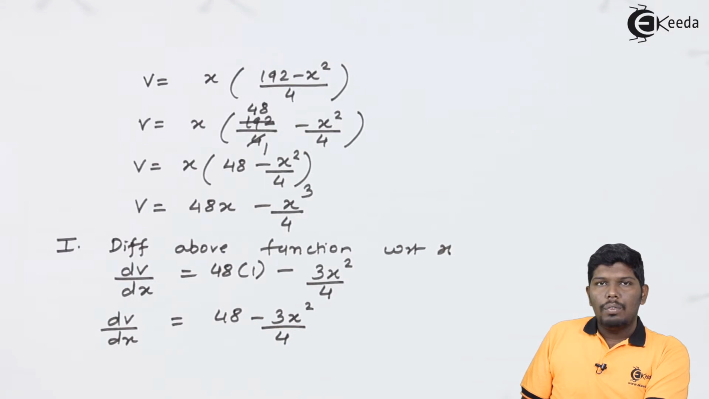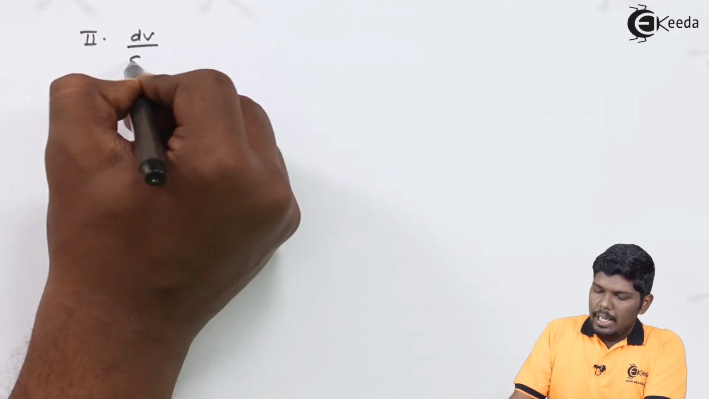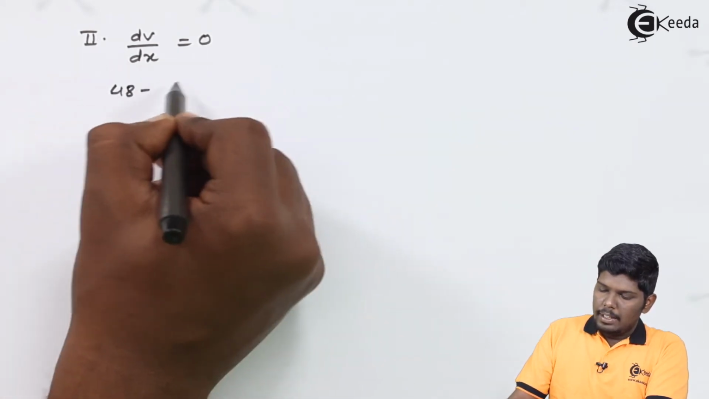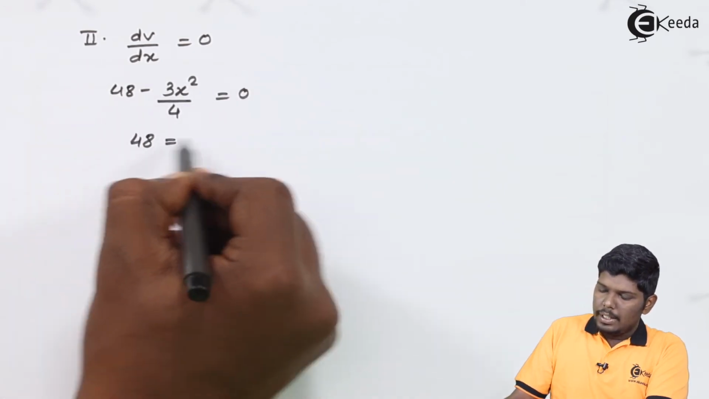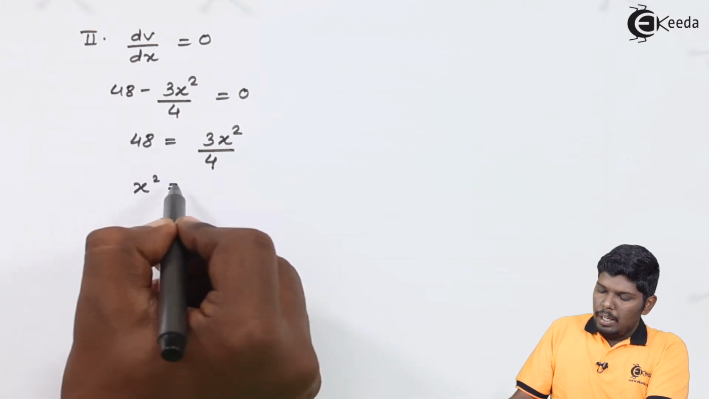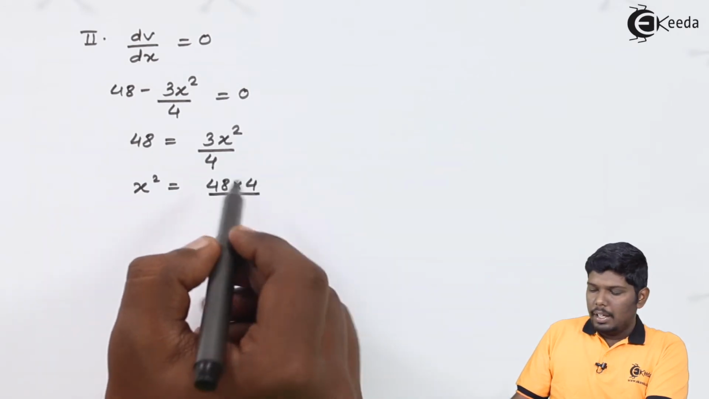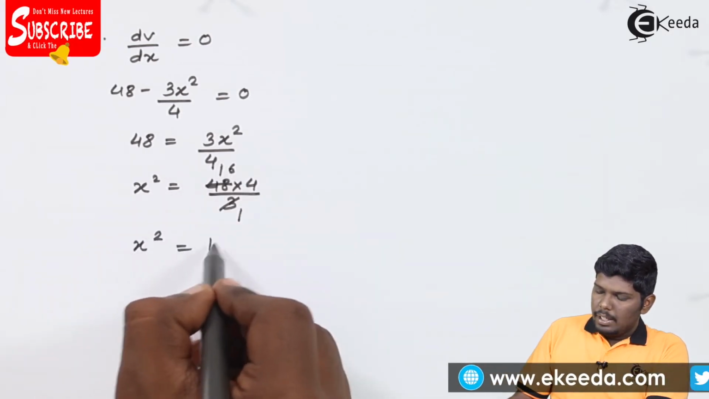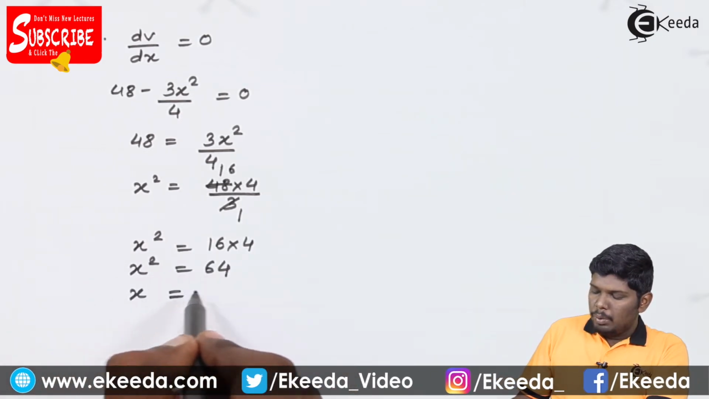Step number 2 consists of equating dv by dx to 0. In step 2, dv by dx is equal to 0. That is 48 minus 3x square upon 4 is equal to 0. This will give you 48 is equal to 3x square upon 4. 4 will be multiplied. X square will be 48 into 4 divided by 3. If you divide here 3 with 48, this will give you 3 1s are 3, and 3 16s are 48. X square will be 16 into 4 and x square will be 64. Taking square root, x will give you 8.